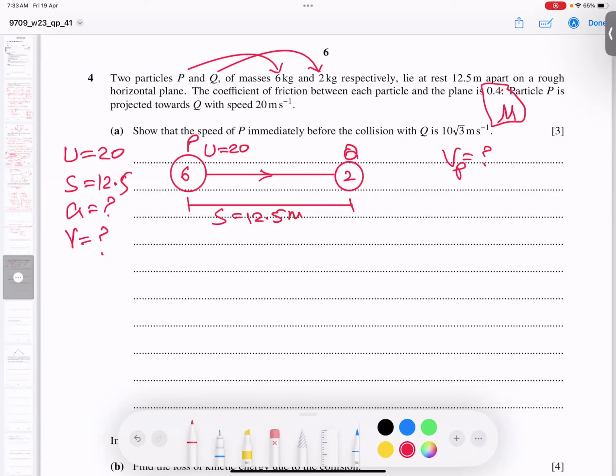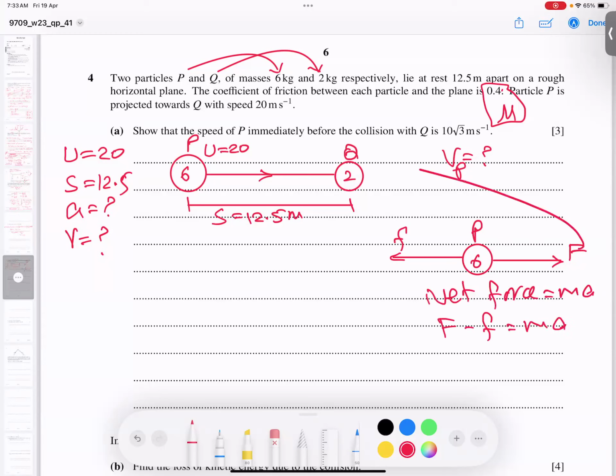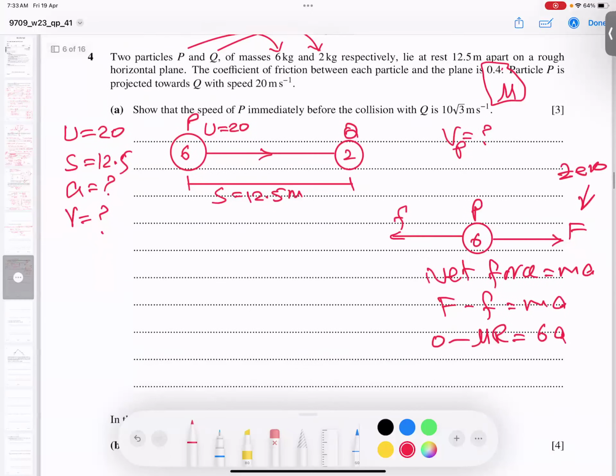For the acceleration, let's talk about the P particle. The P particle of 6 kilograms is going right-hand side. Applied force, and backwards, friction force. The basic formula: net force equals ma. Applied force minus friction force equals ma. But as you know, it is projected, so the applied force is 0. So 0 minus friction. What's the friction formula? mu R. And the mass of this is 6 kilograms. So what is R?